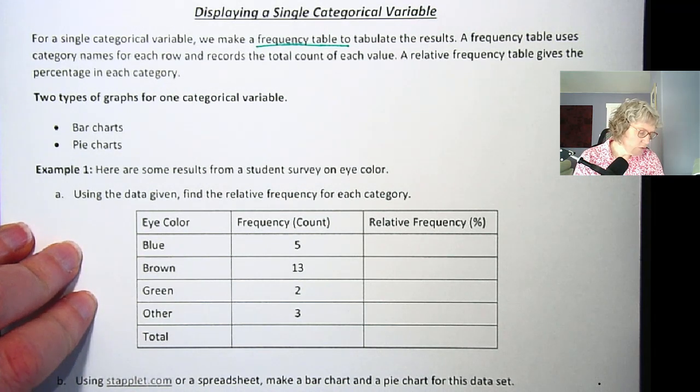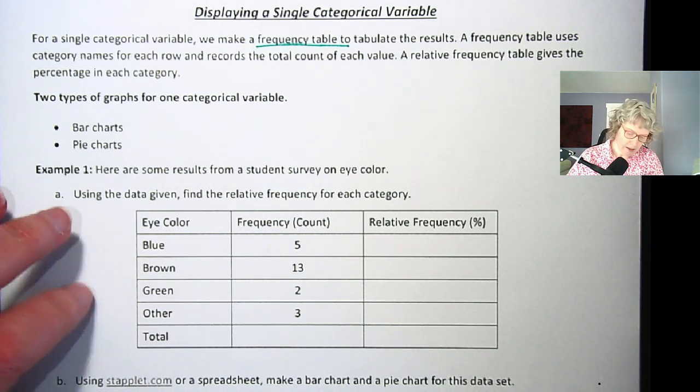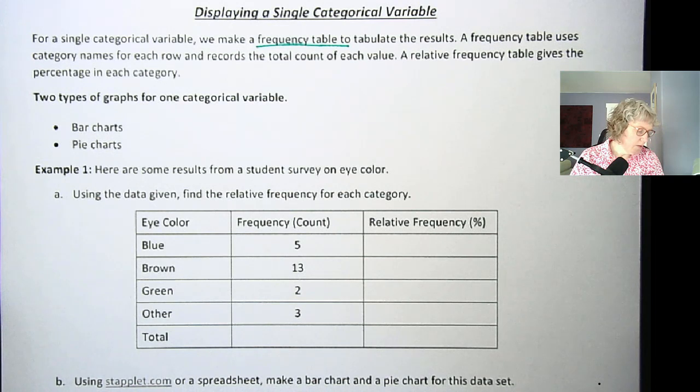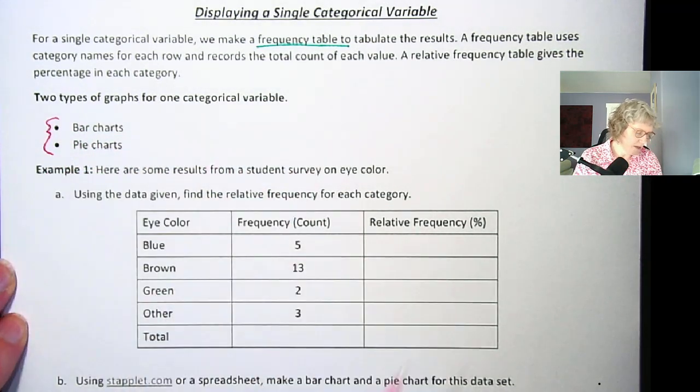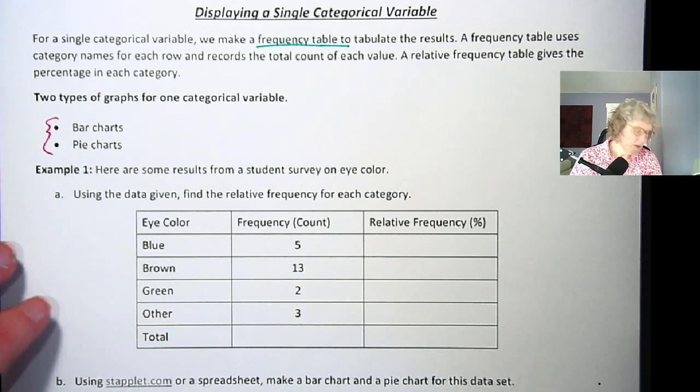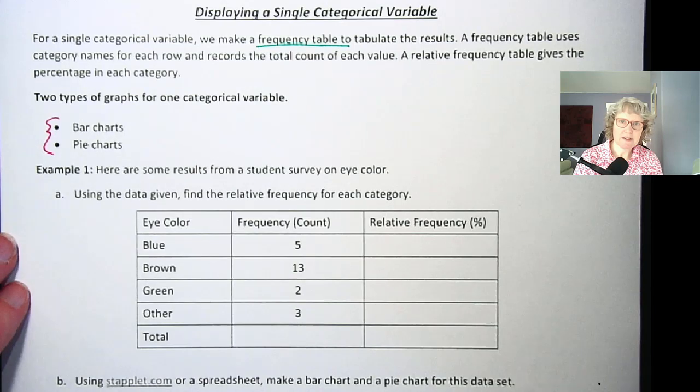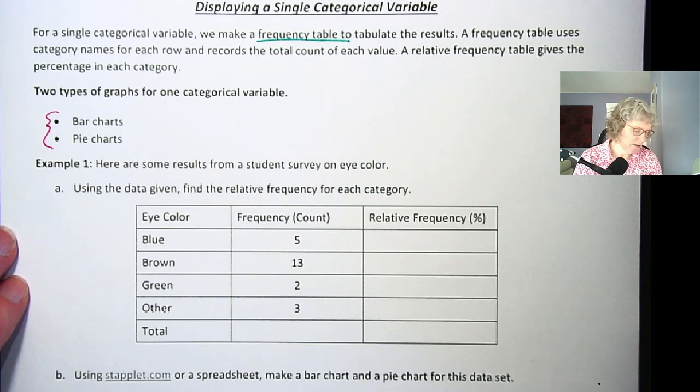Now there are 2 types of graphs we can make to show, well, there are some more. There are 2 basic ones, bar charts and pie charts. Those are the ones that we're going to make. And there are some a little bit fancier ones that you might learn about later in another class.